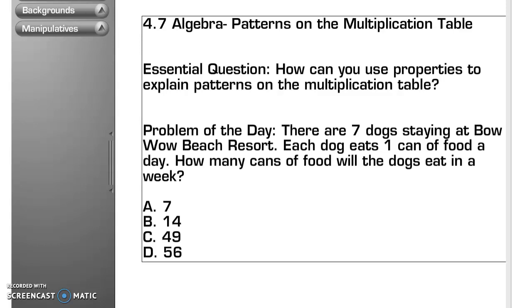So I know that there's 7 dogs. They eat 1 can of food a day, and that's each dog. And there's 7 days in a week. So I would take 7 and I would use repeated addition, and I would add it 7 times. Or I could do 7 times 7, which would be letter C, 49.